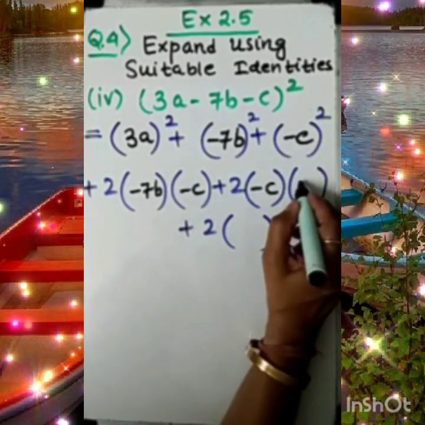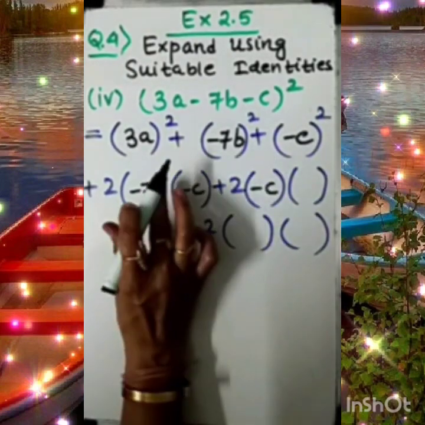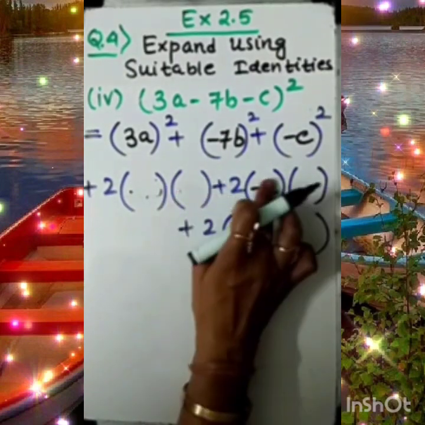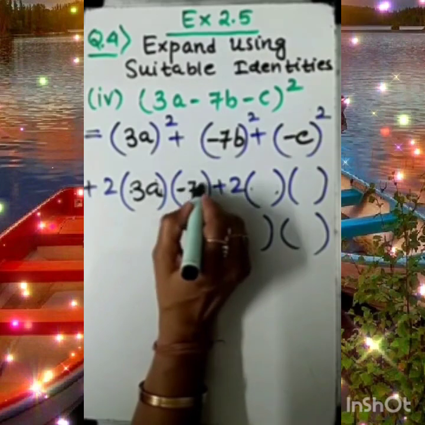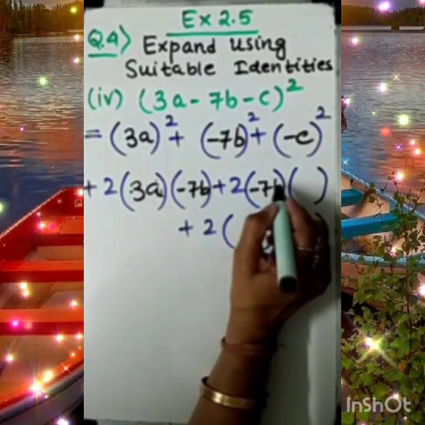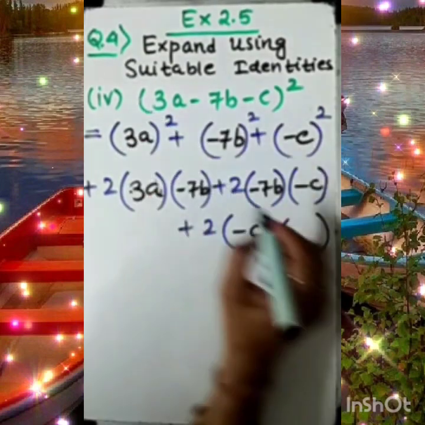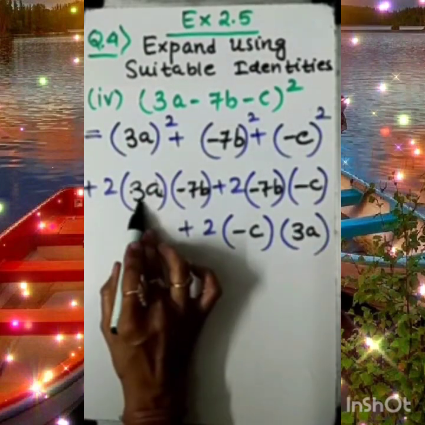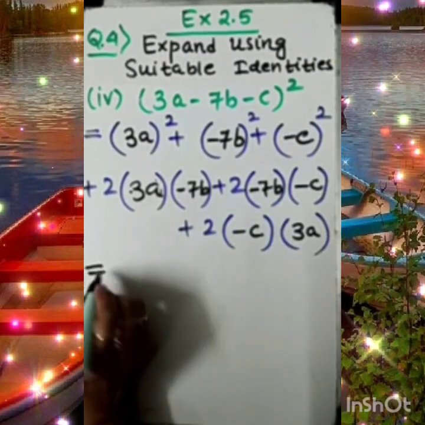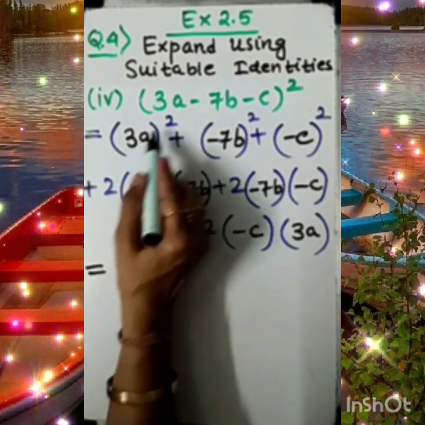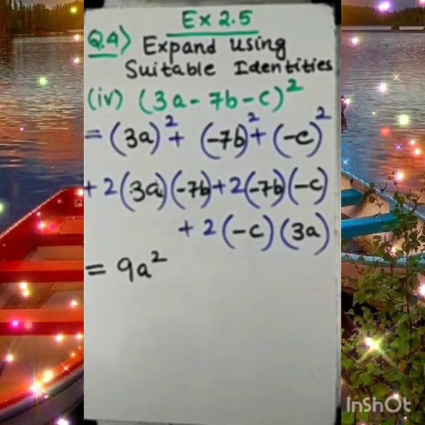And here we need to mention, wait. Here minus 3a, here I am correcting. First and second I need to write. First is 3a, this is minus 7b. Second minus 7b and third minus c, and third minus c and first term 3a. First, second; second, third; third and first. Quite easy. Now we know the square of 3a whole squared will be 9a squared, because 3 3s are 9.